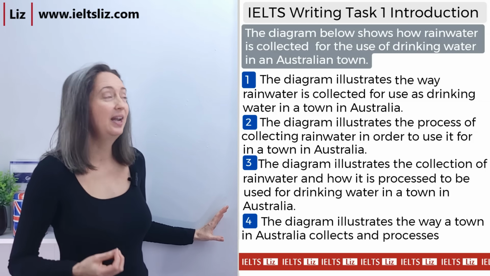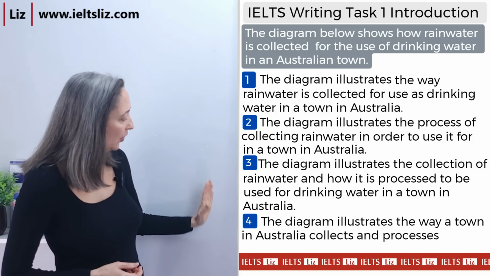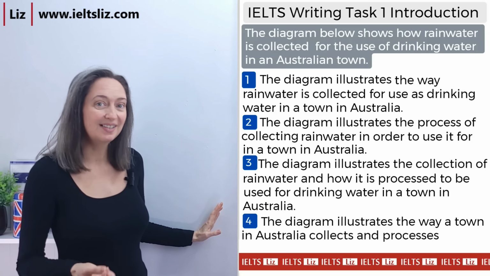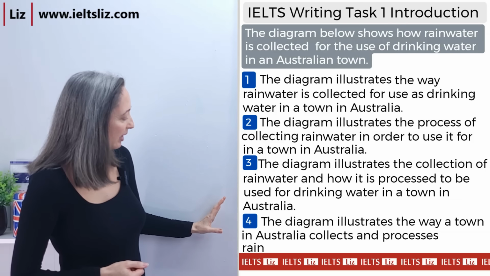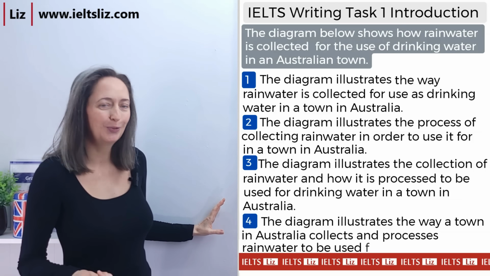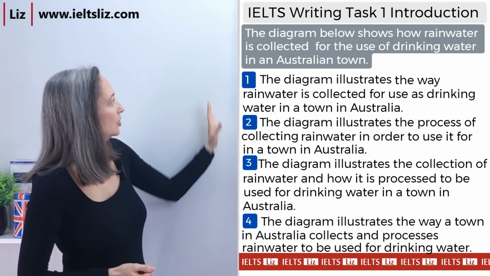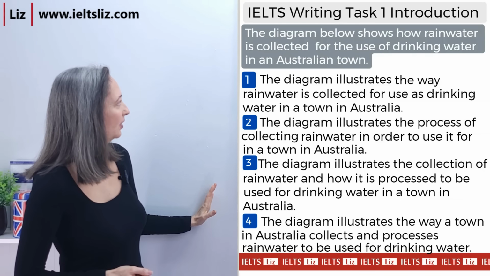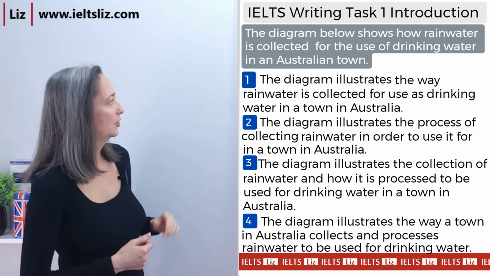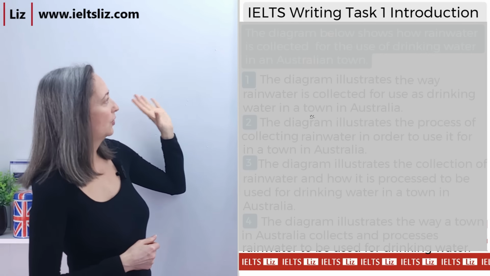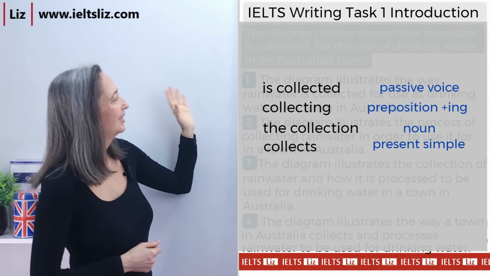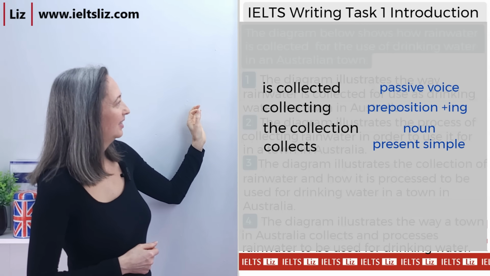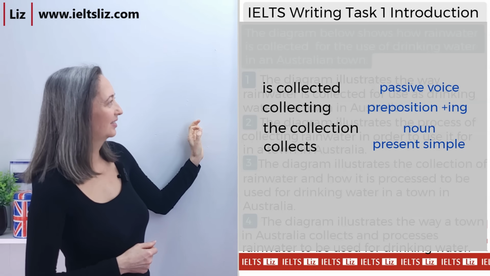So here we've now got, again, the same verb, but we're using it in the present simple this time. Collects and processes rainwater to be used for drinking water. So we've got a variety of paraphrases here. If I quickly summarize those paraphrases, when it comes to the verb, we've got is collected, collecting, the collection, collects.